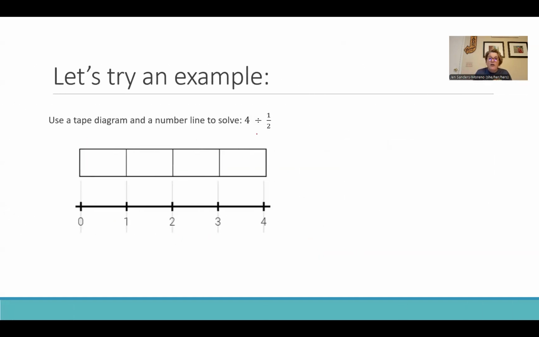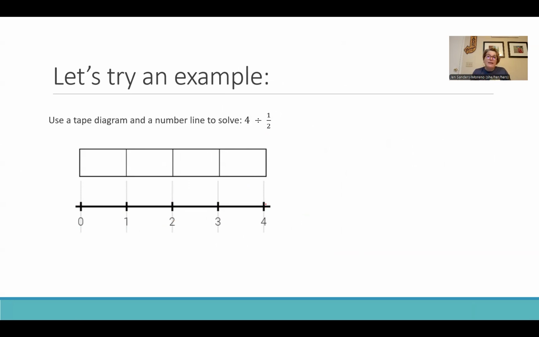So here I've got 4 divided by a half. And as you can see, I started off by having our number line down below, and I have a tape diagram that's been marked off into 4 whole pieces. So each one is 1, 2, 3, 4.